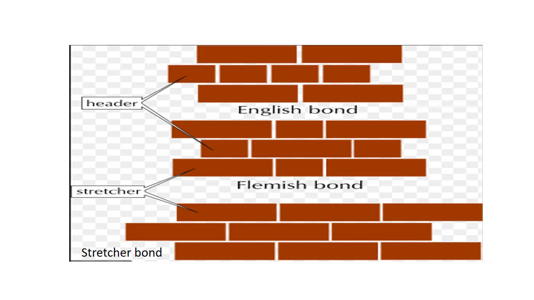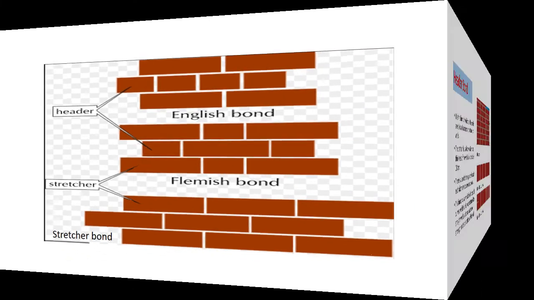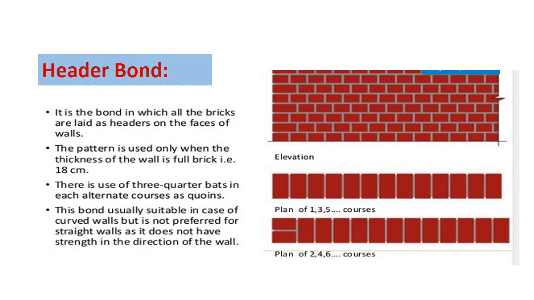Advantages of header bond. Some of the advantages offered by the header bond can be listed as follows. It is easy and simple to construct. Skilled manpower is not required for the construction as in stretcher bond.